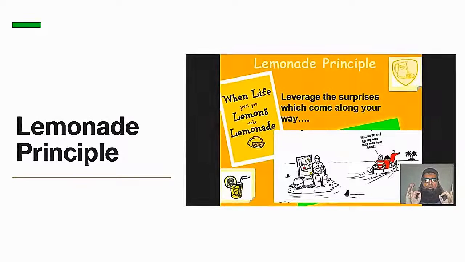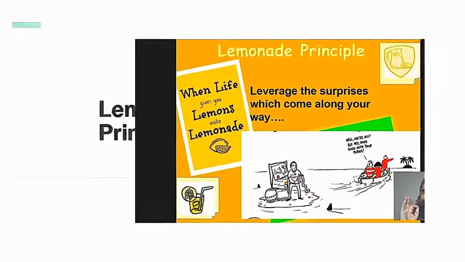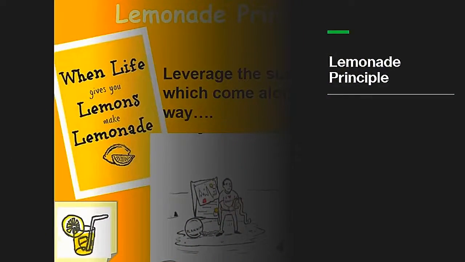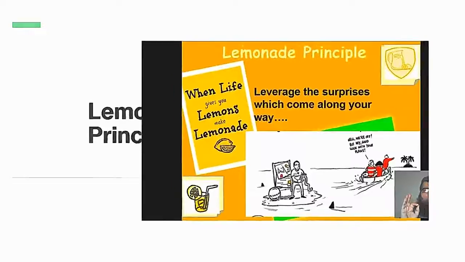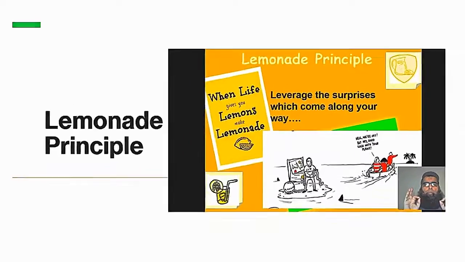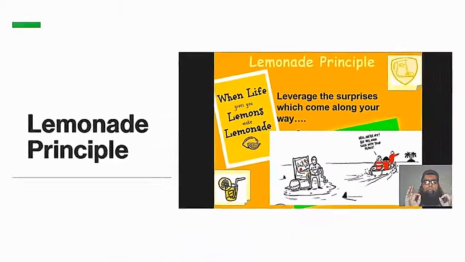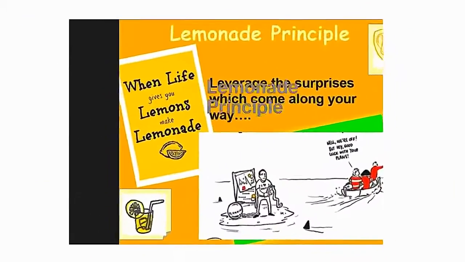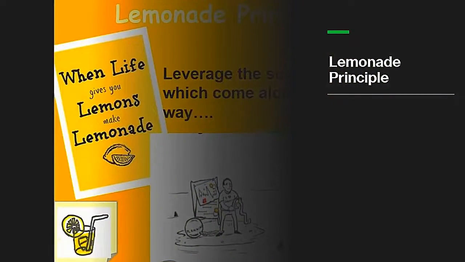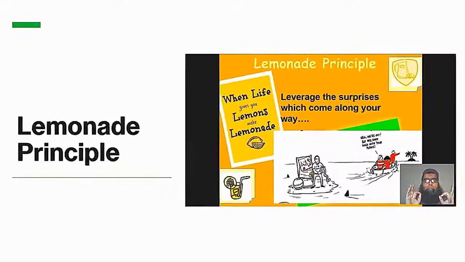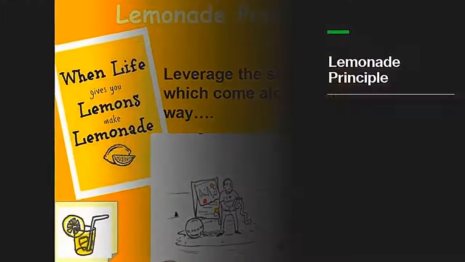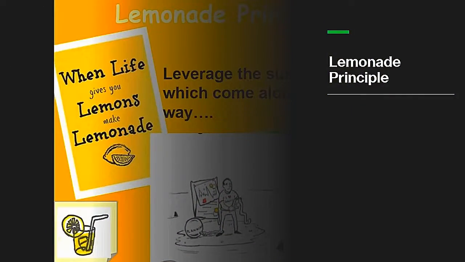Then there's the lemonade principle. This principle refers to the ability of entrepreneurs to turn unexpected events or contingencies into opportunities. They are adaptive and open to changing circumstances, adjusting their plans accordingly. Picture a photographer who encounters unexpected rain during a wedding shoot. Instead of panicking, they adapt by capturing beautiful rain-soaked moments. These unique photos become a selling point, and soon the photographer offers rainy day wedding packages.